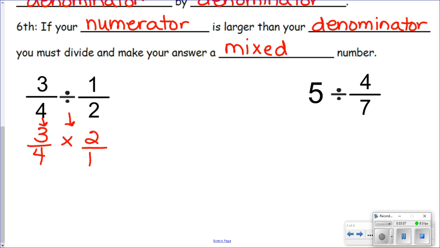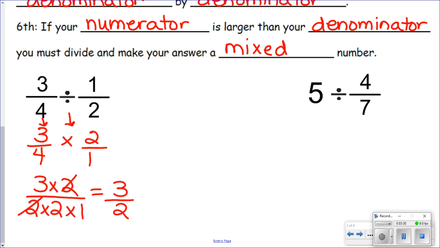Now we will simplify before we multiply. So we have 3 times 2. 4 becomes 2 times 2 times 1. We get rid of one of the 2's, and now we can finish with multiplying. 3 is our numerator. 2 times 1 becomes 2 is our denominator.